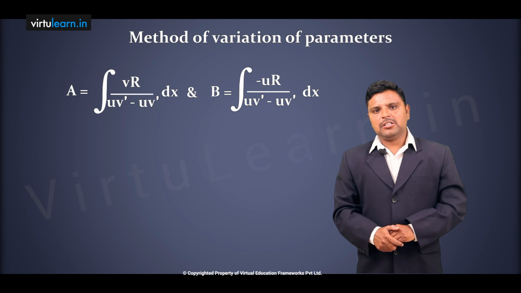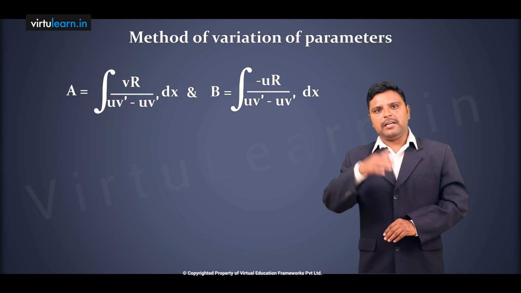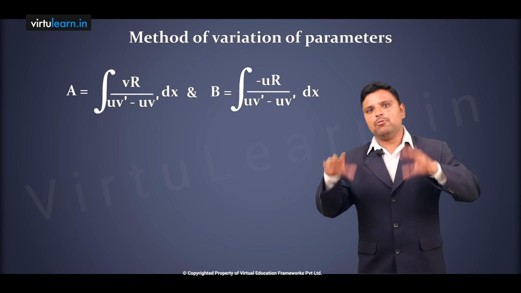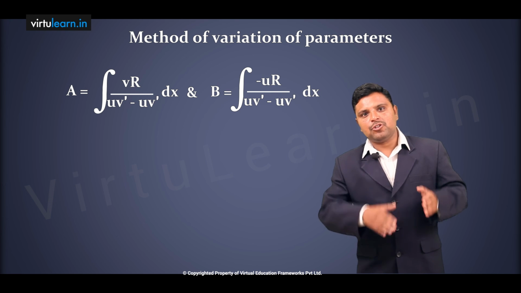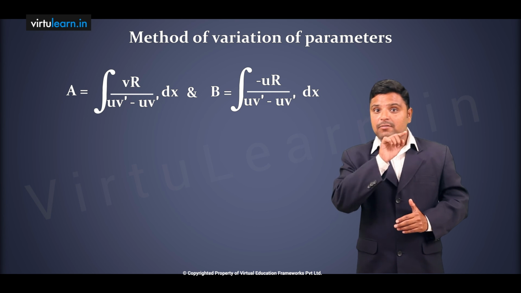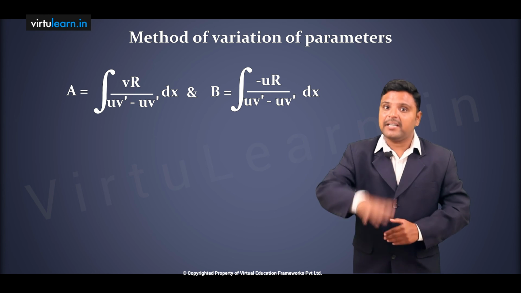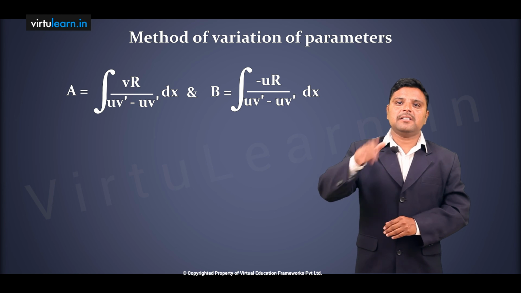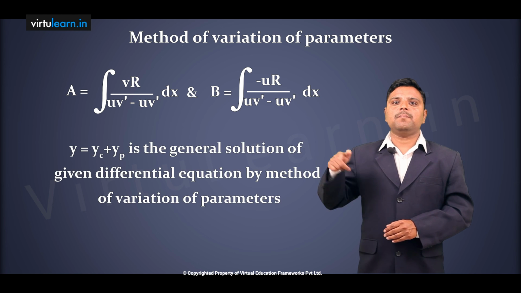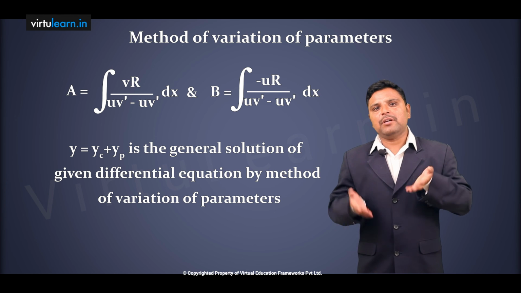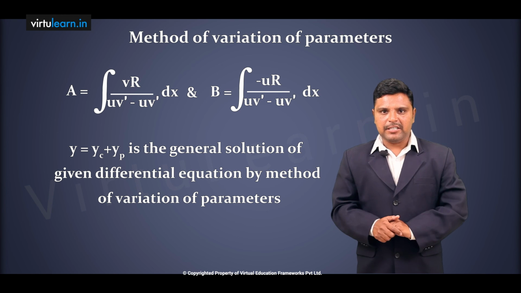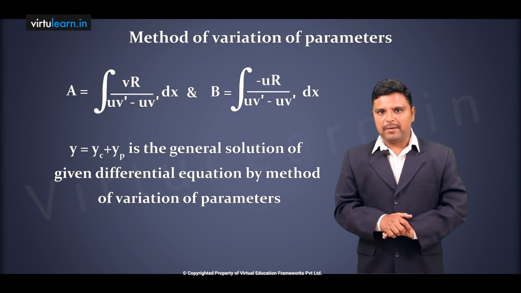Now like this we can calculate the particular integral and complementary function. After calculating the complementary function and particular integral, the general solution of the linear differential equation of second order by the method of variation of parameters is y equals yc plus yp. So in a different way we are calculating the complementary function and particular integral for this method of variation of parameters.